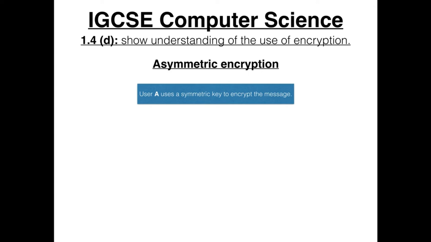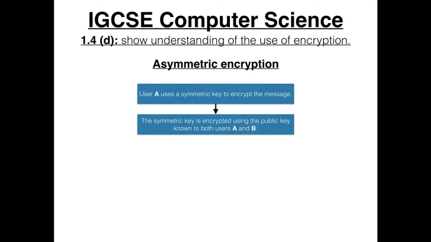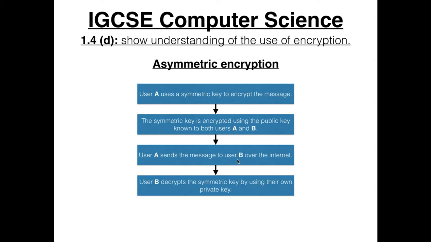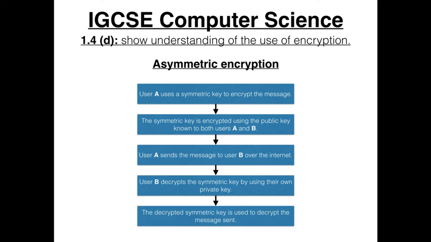User A uses a symmetric key to encrypt the message. The symmetric key itself is then encrypted using the public key, which is known to both users A and B. User A sends the message to user B over the internet. User B decrypts the symmetric key by using their own private key. The decrypted symmetric key is then used to decrypt the message sent.